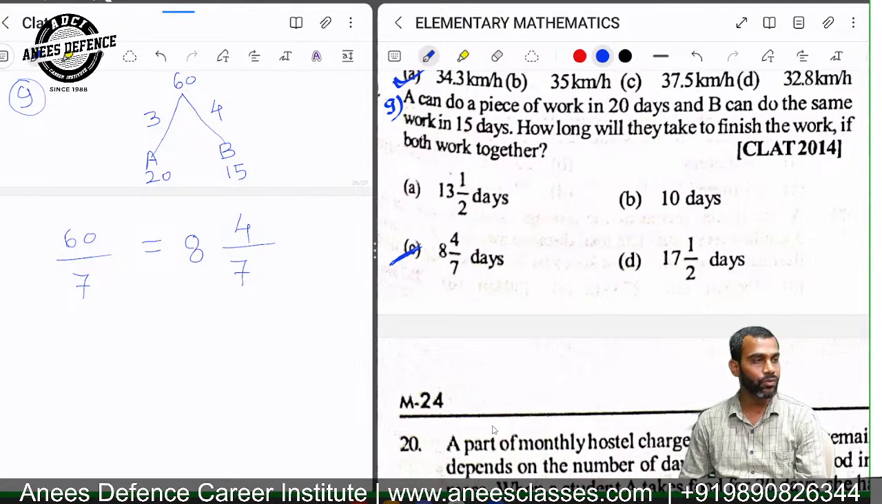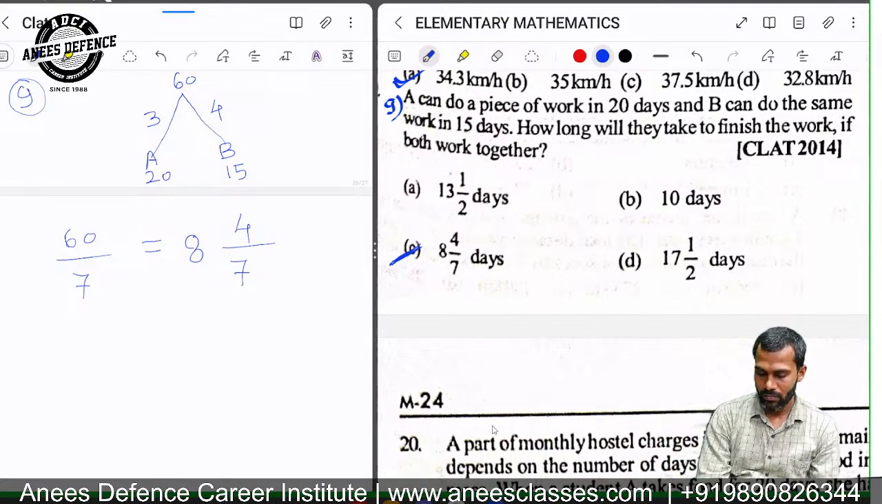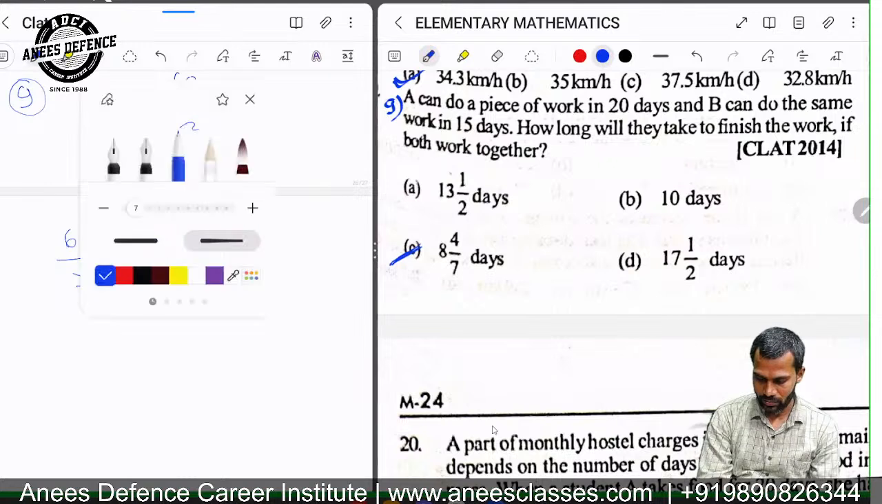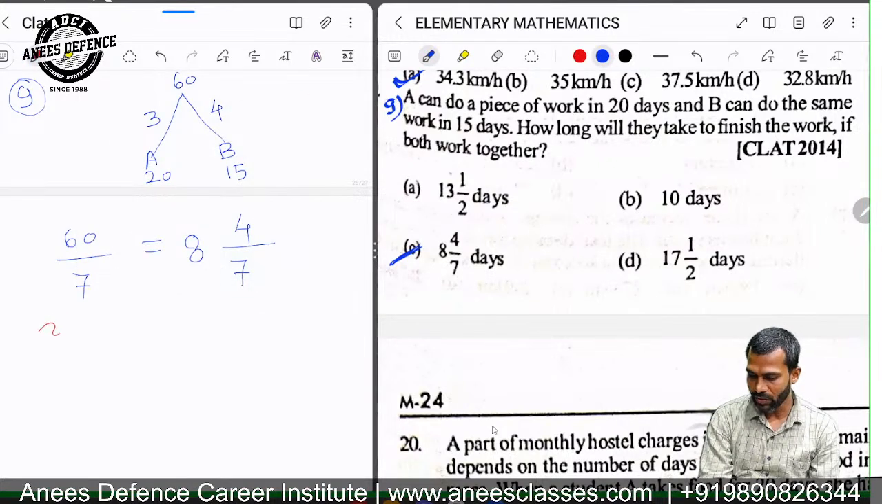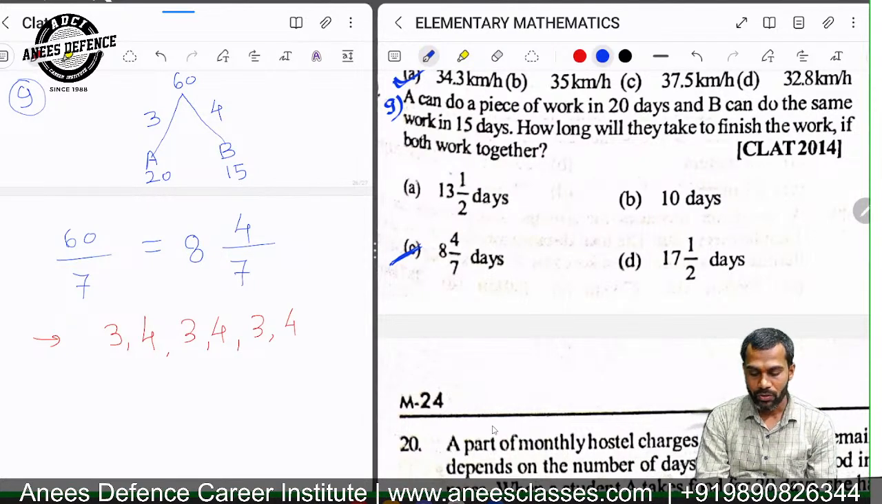So again, what we need to do? See, Purva, are you getting it or not? On the first day, 3, then 4, then again 3, then 4, then 3, then 4. Yes or no? So this is the first day, second day, third day, fourth day, fifth day, sixth day.